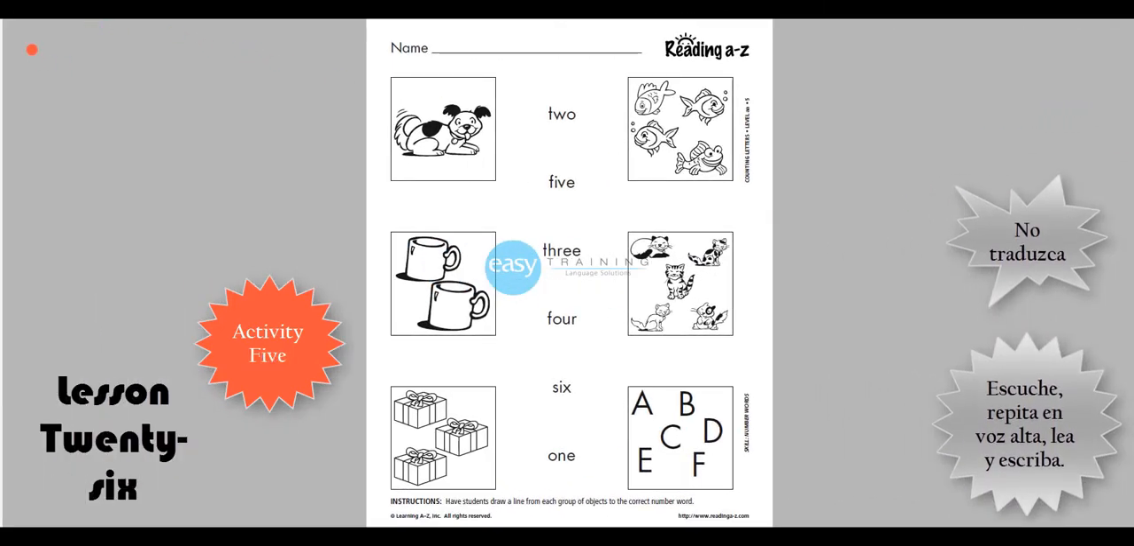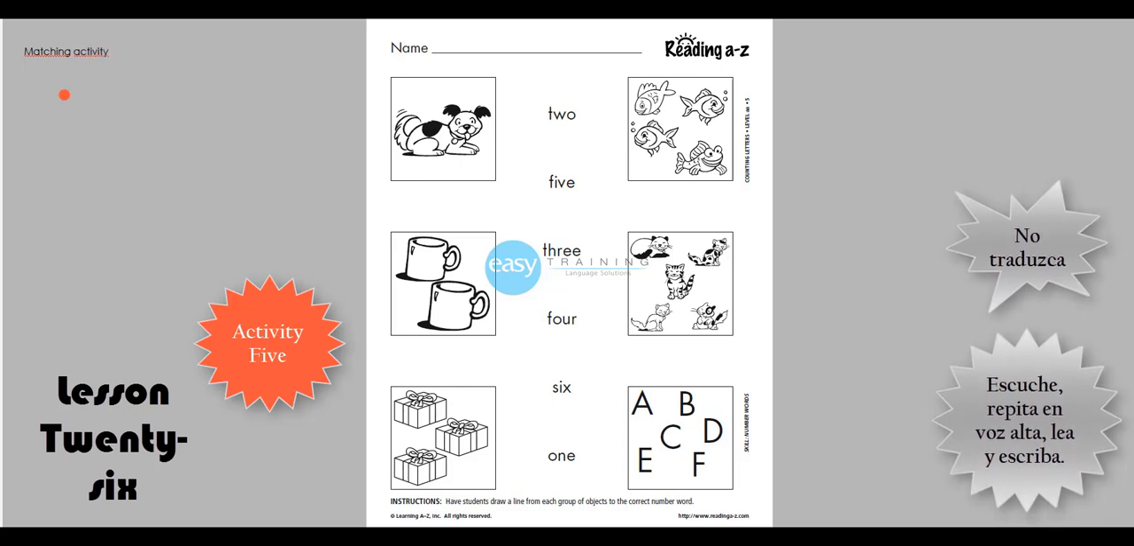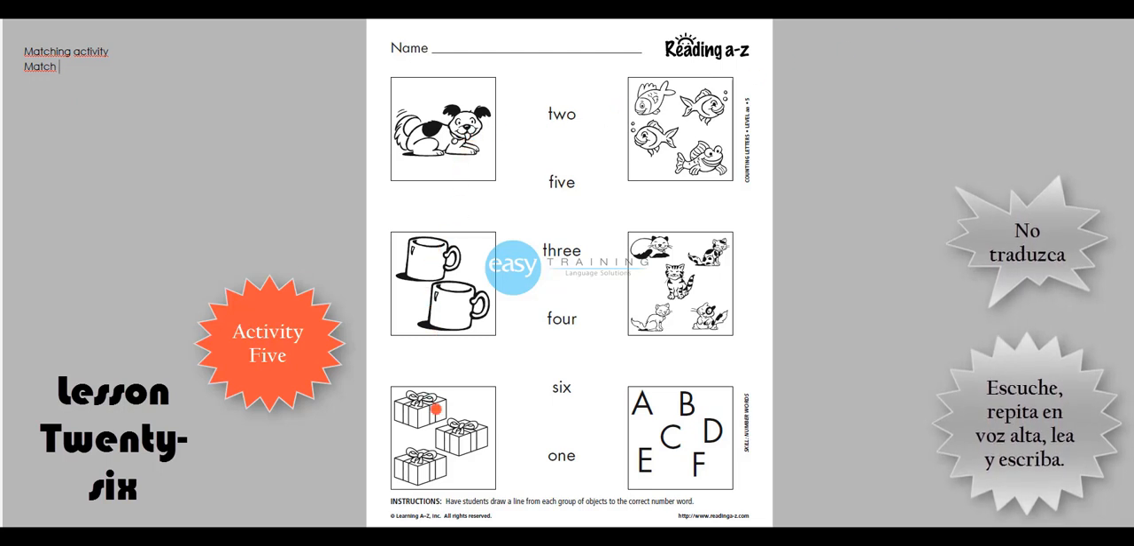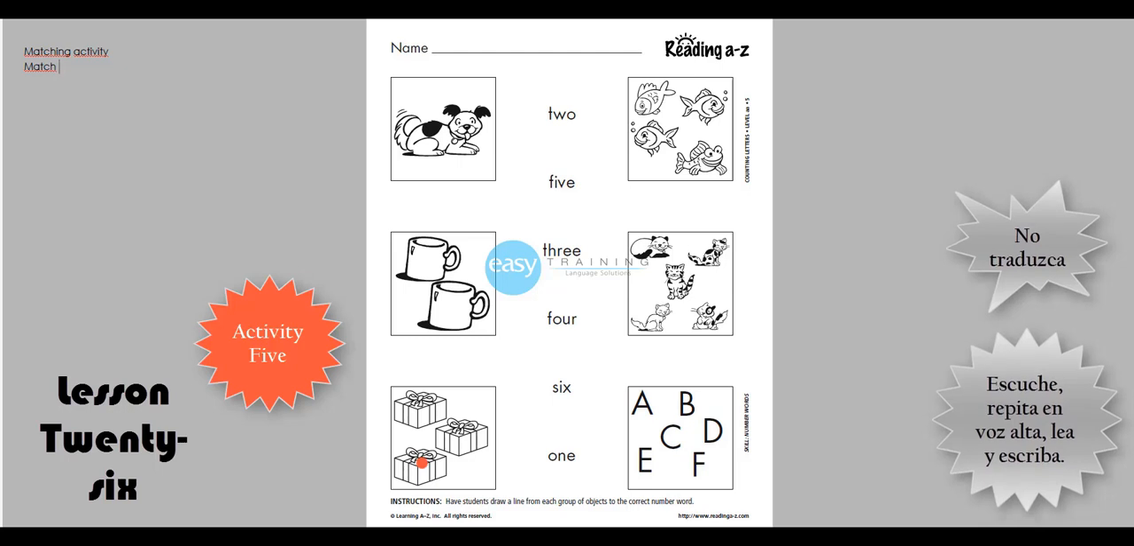Ese tipo de actividad se llama matching. Matching activity. Porque lo que voy a hacer es match. I'm going to match. What am I going to match? You see pictures. This is the picture of a dog. This is the picture of two mugs. Here is the picture of three presents or gifts. And this is the picture of four fish or four fishes. And this is the picture of five cats. And finally, we have the picture of six letters of the alphabet.